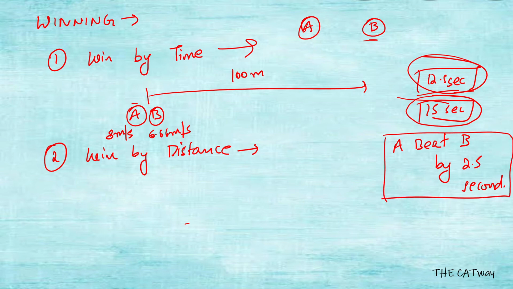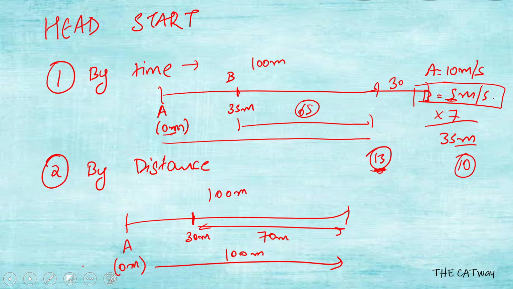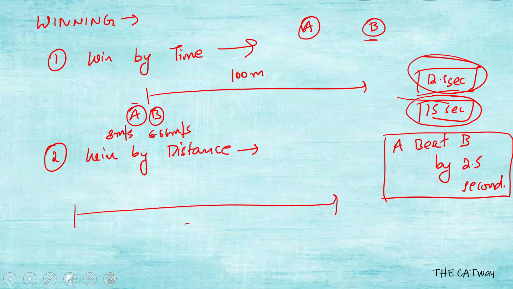Similarly, winning by distance, as we saw in the previous example on this page. Here, A's speed is 10 and B's speed is 5. Let's say he got a head start of 35 meters, or a head start of 7 seconds, whatever it is. At the end, when A completed the 100-meter mark, we saw that B was still at the 85-meter mark. So here we say that A beat B by 15 meters.